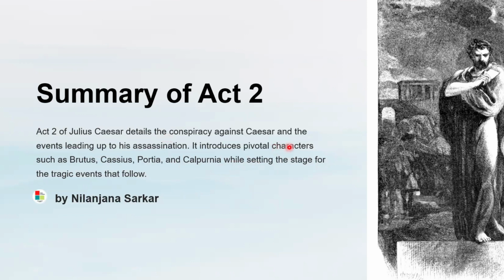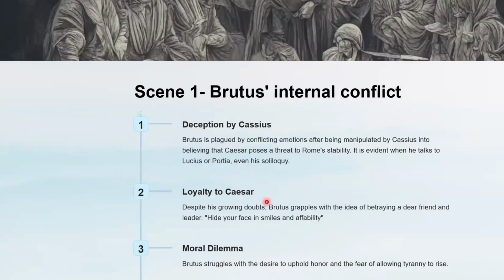Also, it includes the characters like Brutus, Cassius, Portia, Calpurnia, while setting the stage for the tragic events that follow. So here we also get a gist of Brutus's conversation with Portia, Caesar's conversation with his wife Calpurnia, and so on. Now, in scene 1, we can see Brutus's internal conflict.